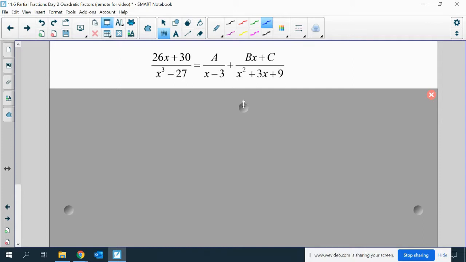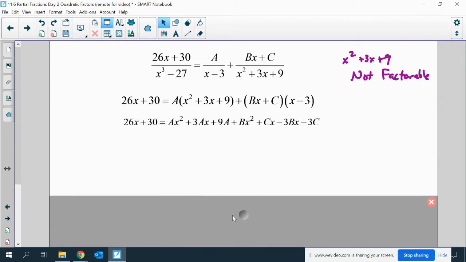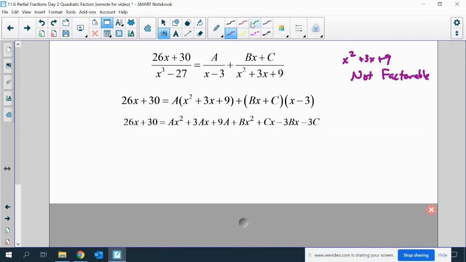So then I can also do the same thing in this problem. Notice that x cubed plus 27 factors with SOAP. So that's the sum of two cubes. And x squared plus 3x plus 9 is not factorable. So that means that I can just stop there and say bx plus c and kind of figure out what goes on from there. So I multiply the A by the x squared plus 3x plus 9. I multiply the bx plus c by the x minus 3. And then I continue to go on from there.